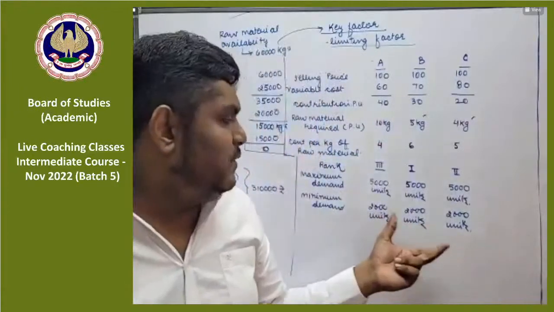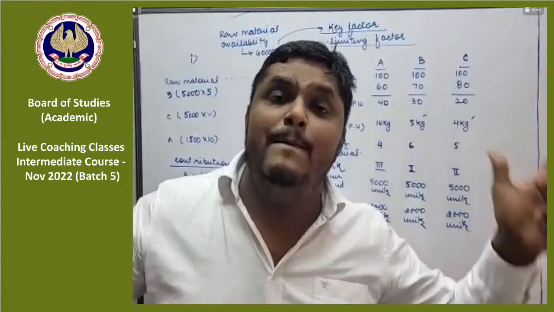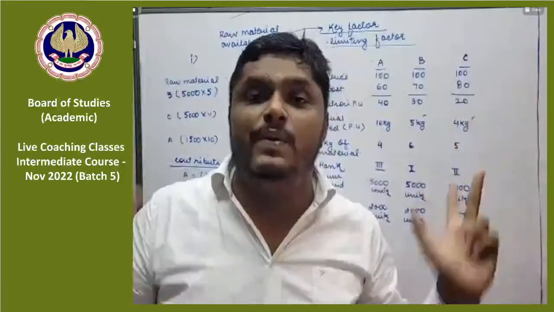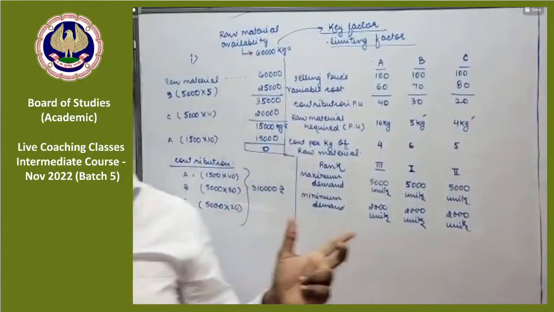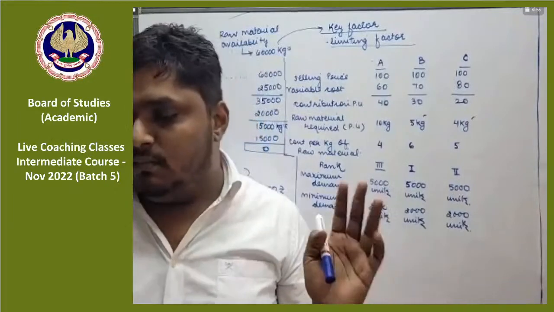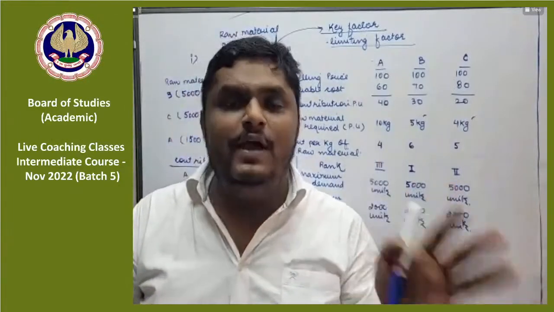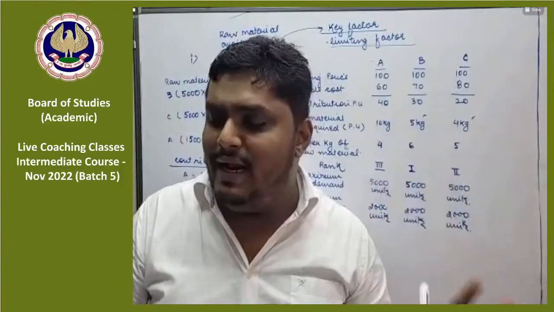Now let's proceed with the next question, wherein the minimum demand is also given and the maximum demand is also given. So guys, please copy the first solution because I'll be writing one more solution also. Have some patience, Rajiv. Let me complete this key factor once and then I'll discuss your query.